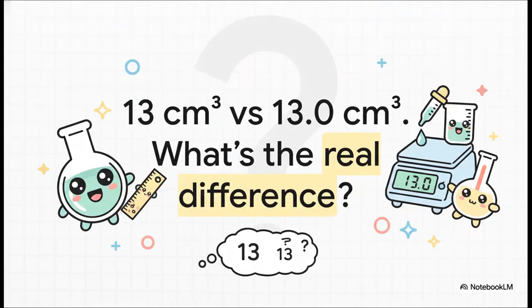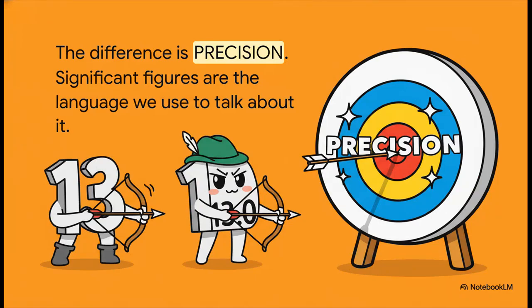Now wait a second, you're probably thinking, isn't 13 exactly the same as 13.0? I mean, mathematically, you're right, but in the world of science and measurement, there is a massive difference between those two numbers. So what on earth is the deal? The answer, in a single word, is precision. That little zero Kumar tacked on the end, that wasn't an accident. It tells us something incredibly important about his measurement. And the language we use to communicate that precision, that's what we call significant figures.